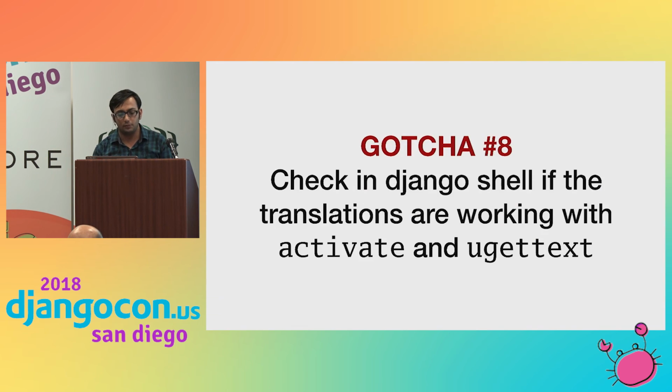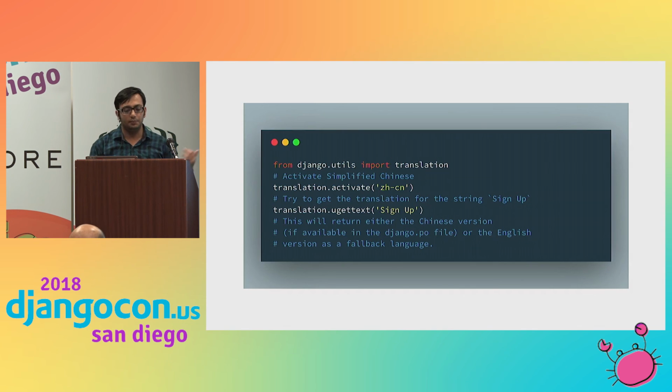That's it. Gotcha 8. Check in the Django shell if the translations are working with activate and ugettext. We already discussed it. You can just activate a language and get a ugettext representation so that you know if it is working or not.